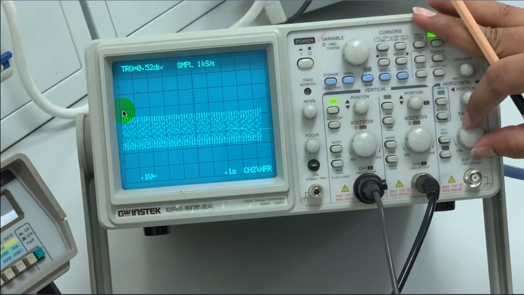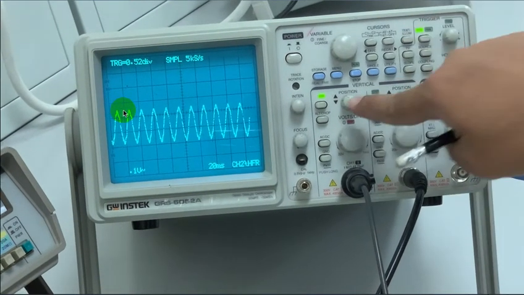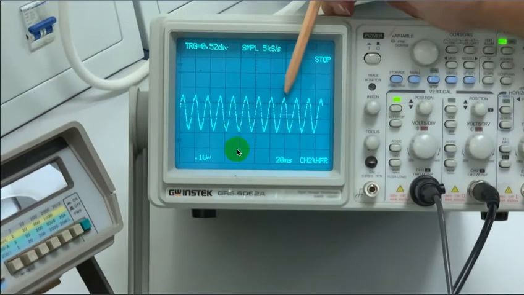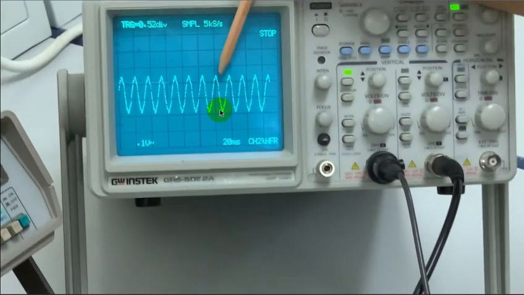So you have to be careful while working with the CRO, because if the probes are not connected properly, you will not get the output properly. It is not an output, just a simple generated sine wave. Here the voltage is 0.1 volt AC and 20 millisecond. Previously it was 10, we just changed the knob, so it becomes 20 millisecond.